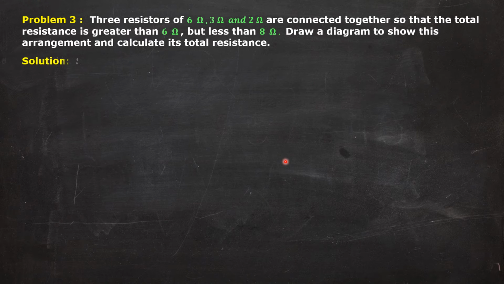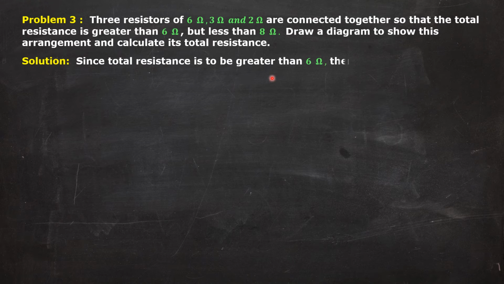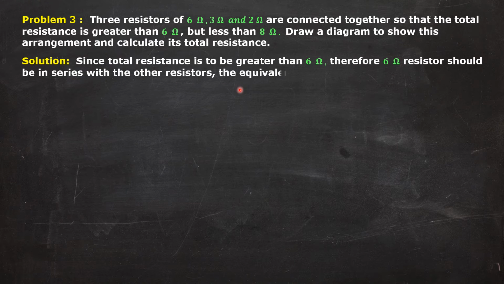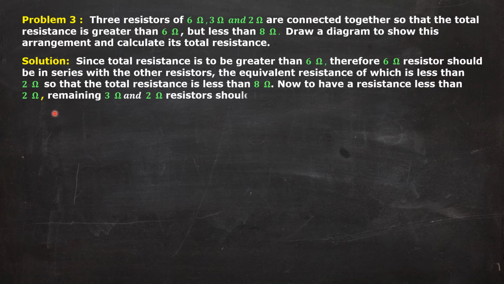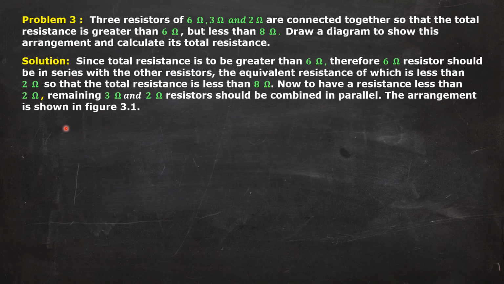Solution. Since the total resistance is to be greater than 6 ohms, therefore the 6 ohm resistor should be in series with the other resistors, the equivalent resistance of which is less than 2 ohms, so that the total resistance is less than 8 ohms. Now, to have a resistance less than 2 ohms, the remaining 3 and 2 ohm resistors should be combined in parallel. So the arrangement is shown in figure 3.1.